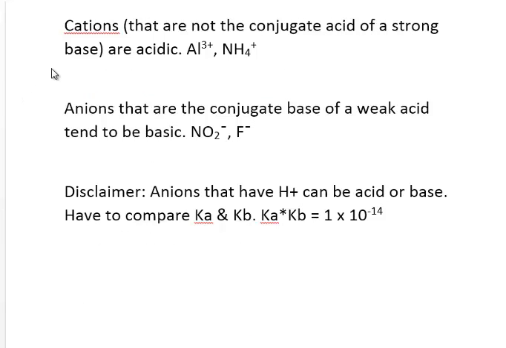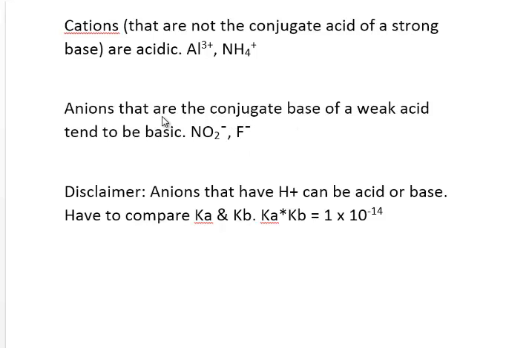One very easy pattern is all cations are acidic, except for the conjugate acid of the strong bases that we just reviewed. But all other cations are going to be acidic, so it doesn't matter whether it's a transition metal cation or a polyatomic cation, all cations are acidic. Anions that are the conjugate base of a weak acid tend to be basic. So here's an example: nitrite, fluoride, these are basic.